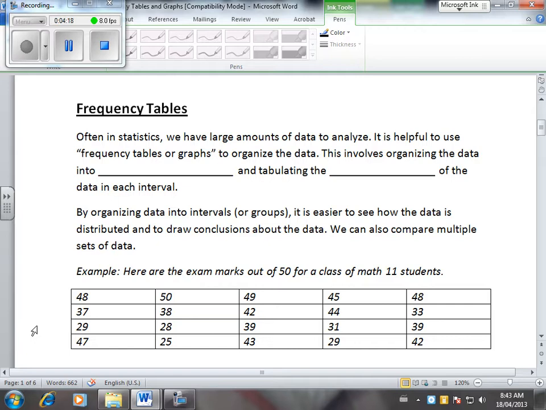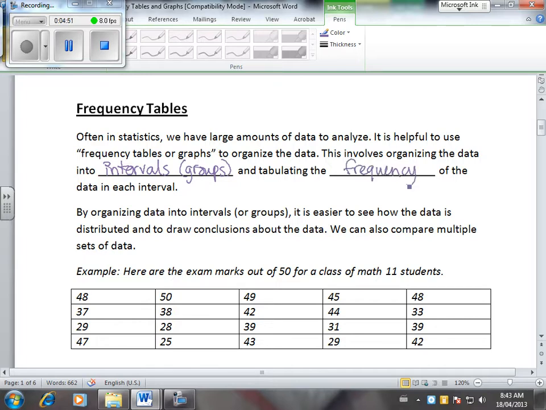Okay, so in statistics, usually we have huge amounts of data to analyze. And so we have to organize it. And one of the best ways we organize it is into a frequency table, or sometimes it's called a frequency graph. And this involves organizing the data into what we call intervals, which is just a special statistics way of saying groups. So we arrange all the data into intervals, and then we tabulate the frequency of the data in each interval.